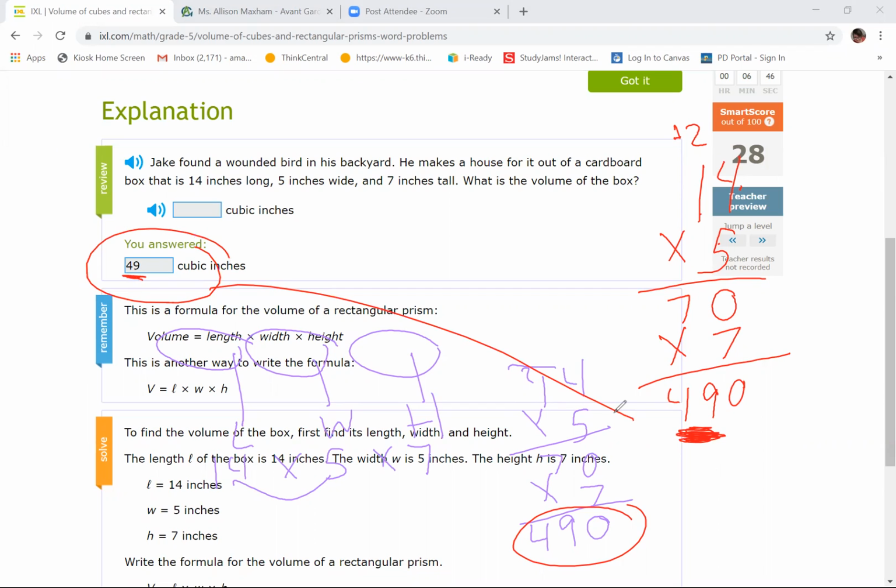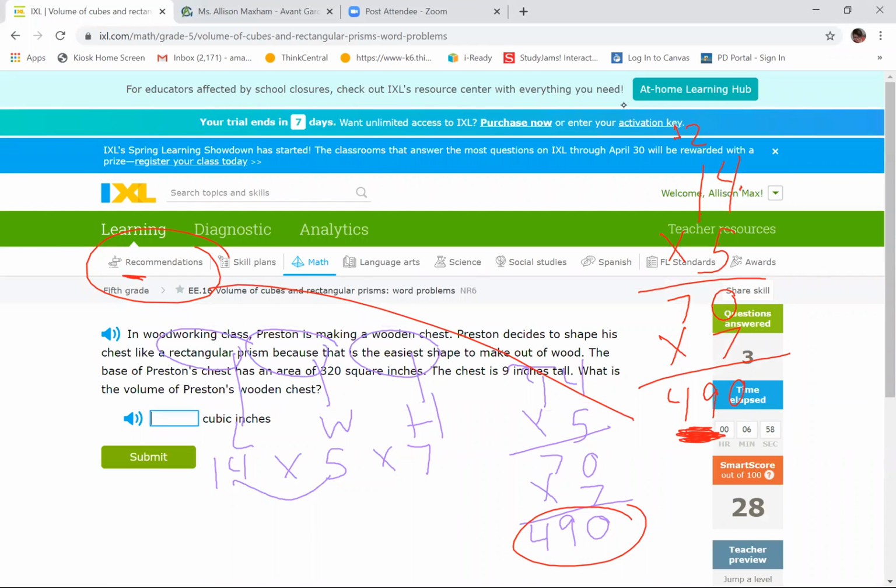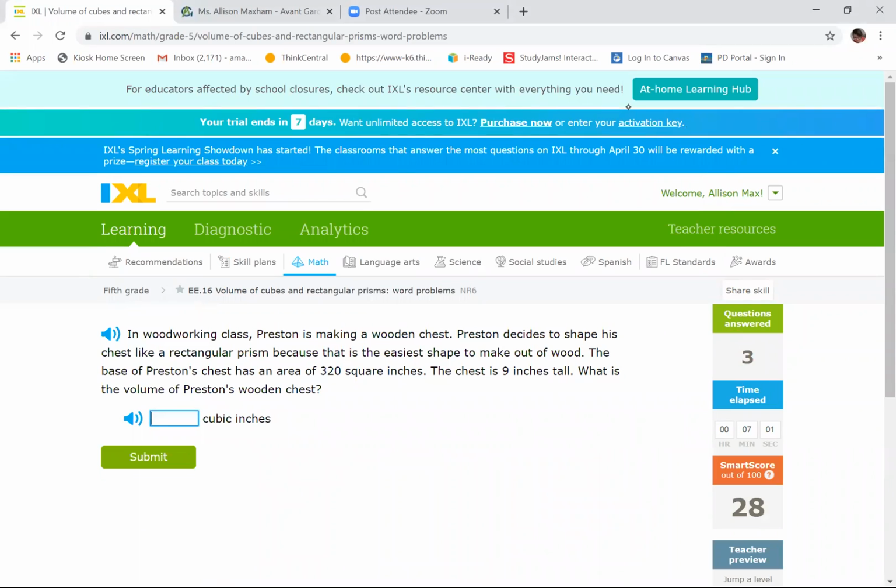But that's okay, because now I learned from my mistake, and now I know to take my time and double check over and over again. And I don't mind making mistakes because now I've learned something. Got it. Yes, I do have it. I know to not make that mistake again. Okay, let's try the last one.